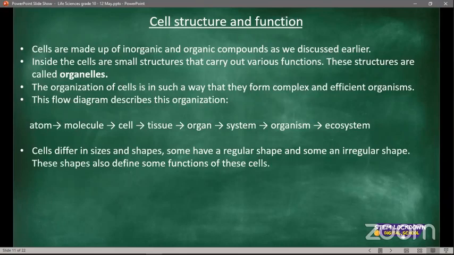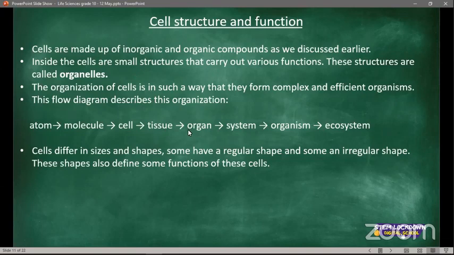Now the flow diagram describes this organization. We know that 2 or more atoms make molecules, and 2 or more molecules make up cells. 2 or more cells make up tissues, and 2 or more tissues working together make up organs.